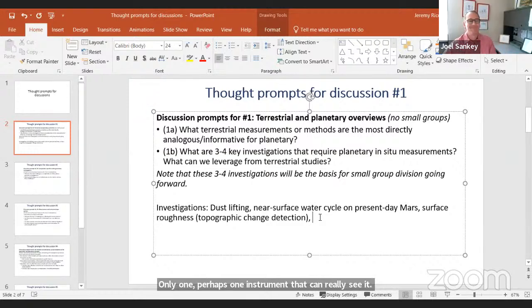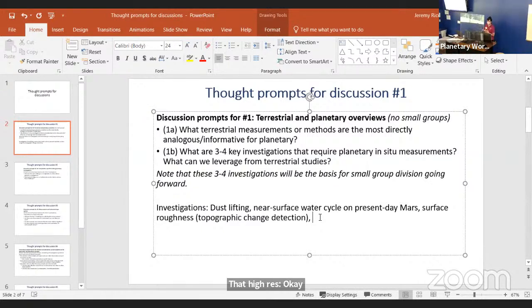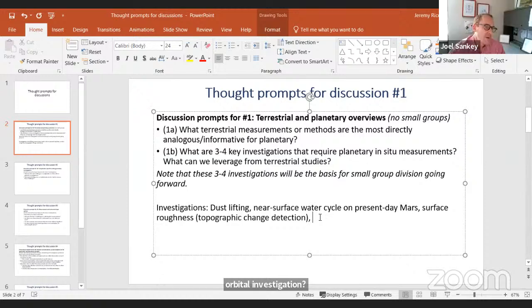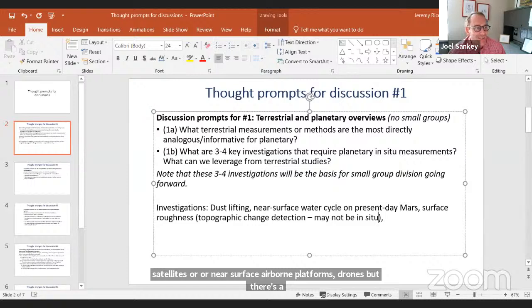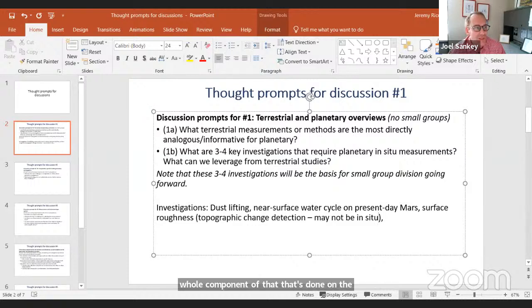Yep. Go ahead. Sorry, clarification on that one. Topographic change, what I'm hearing described strikes me as more like an orbital investigation, or is this something to investigate in situ? So, yeah, on Earth we do that from, say, satellite observations, digital terrain models derived from imagery, whether it's satellites or near-surface airborne platforms, drones. But there's a whole component of that that's done on the ground using ground-based sensors that can be operated either by a person on Earth or autonomously on Earth and other planets.